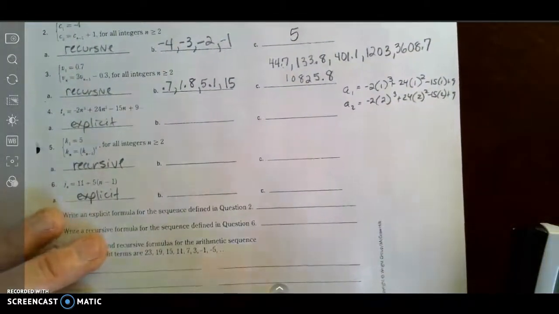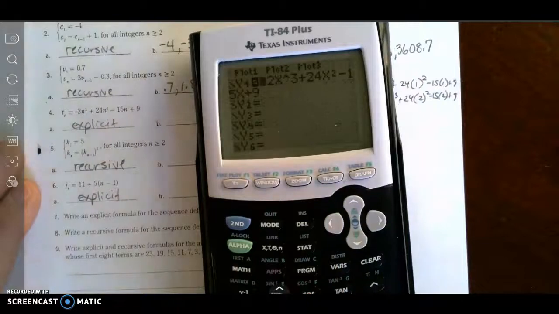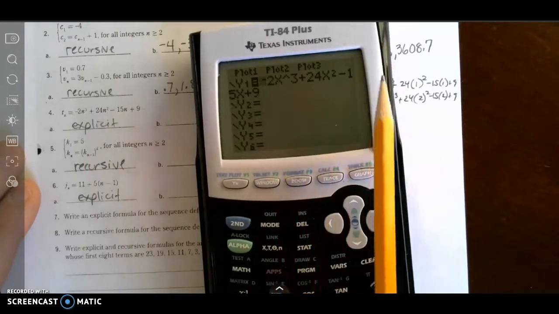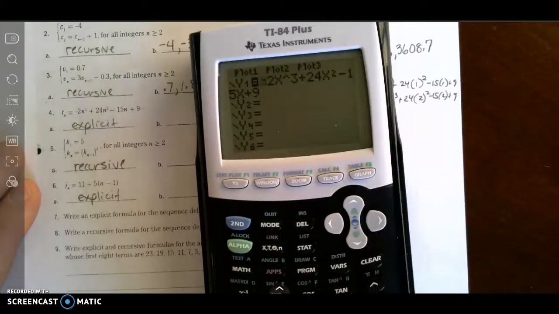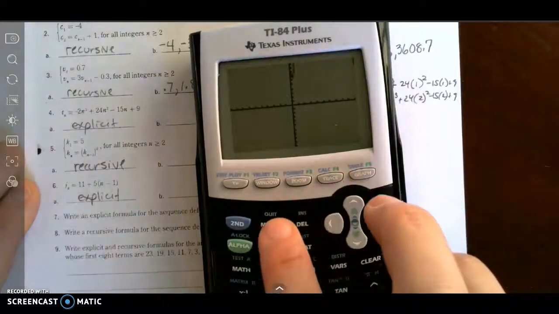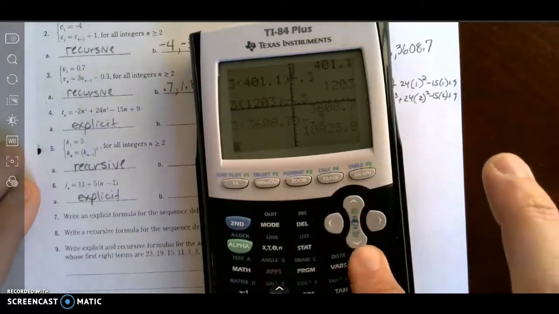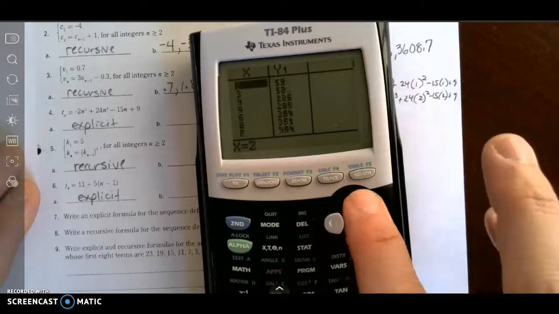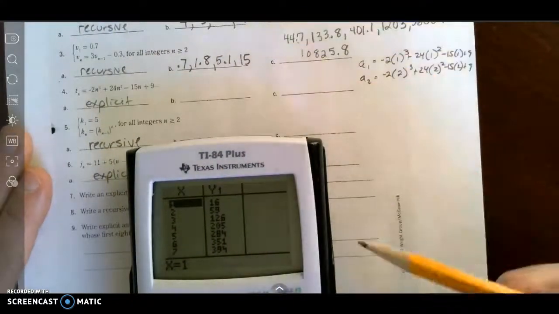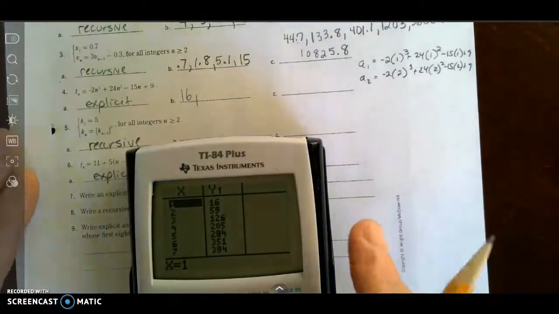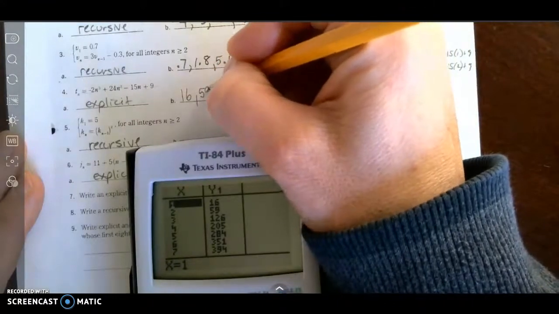Since I'm putting it into the same formula every time, what I'm going to do is go to y equals, and I've already done this. I typed in the equation negative 2x cubed plus 24x squared minus 15x plus 9. And I'm going to go to my table. Oops, I meant to hit second graph. Sorry, second graph. Table. And right there, my first term, according to my calculator, is 16. And my next term is 59.